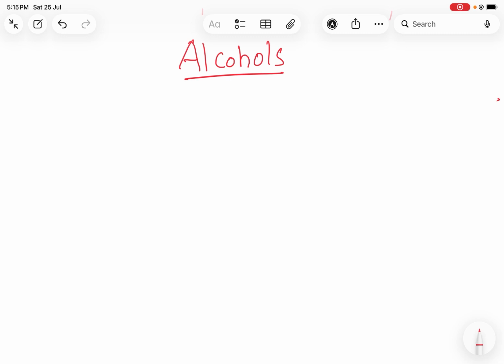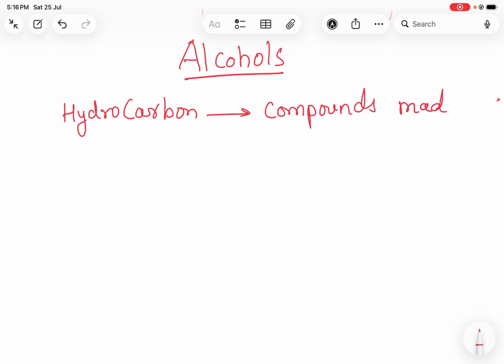Okay, this is a new functional group in organic chemistry, and this does not come under hydrocarbons, because hydrocarbons are compounds basically made up of hydrogen and carbon. And in alcohol, we have oxygen present.